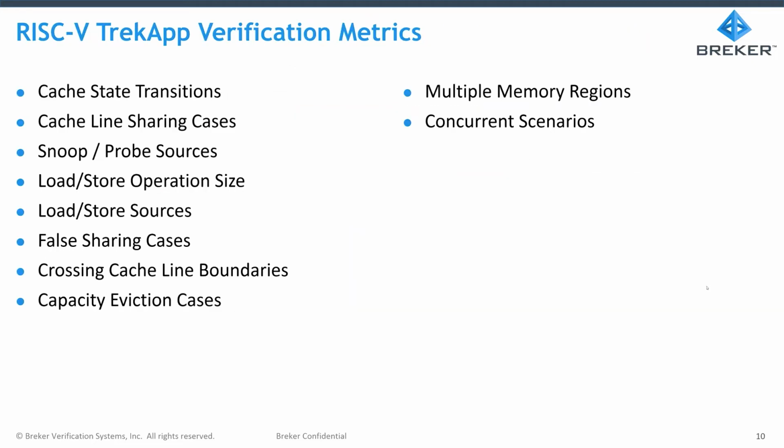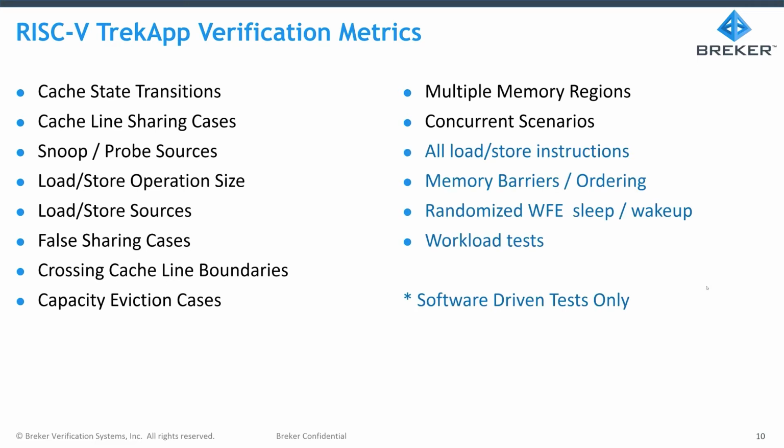Now, let us focus on the verification metrics that we went after when thinking about RISC-V cache coherency. Most of these features are applicable both at the transactional level, such as a UVM test bench, but some require the actual CPUs in place and only make sense when we're doing software-driven verification.